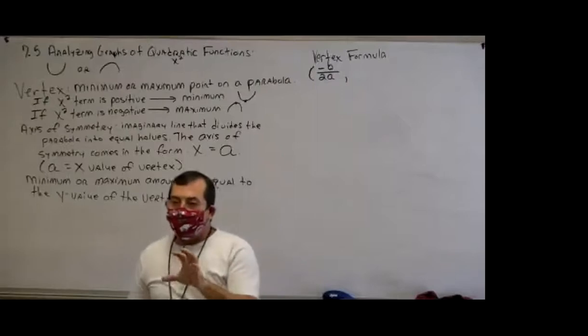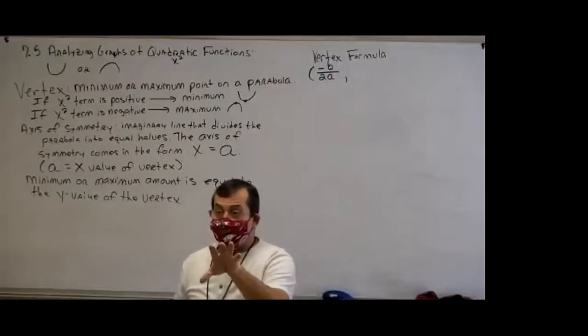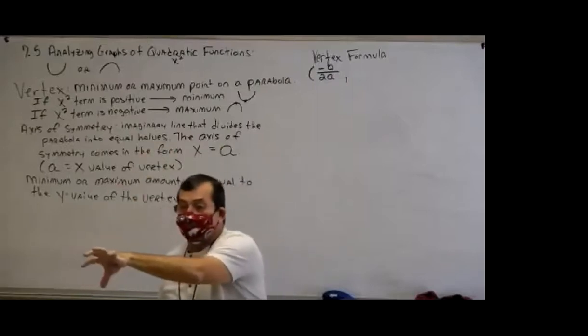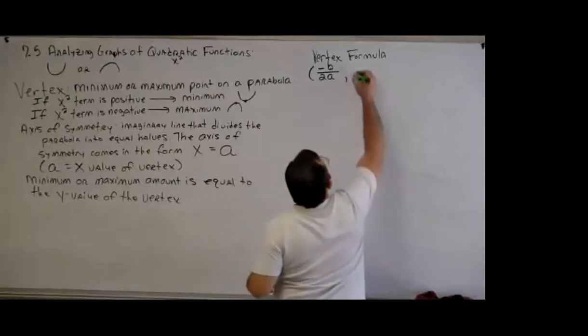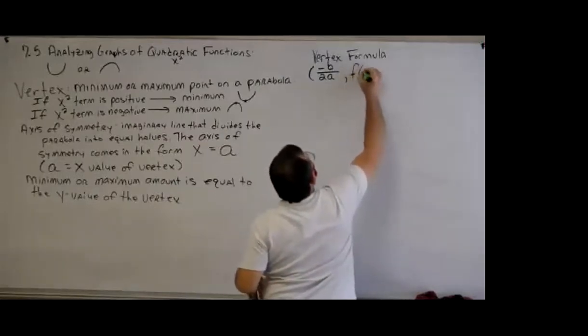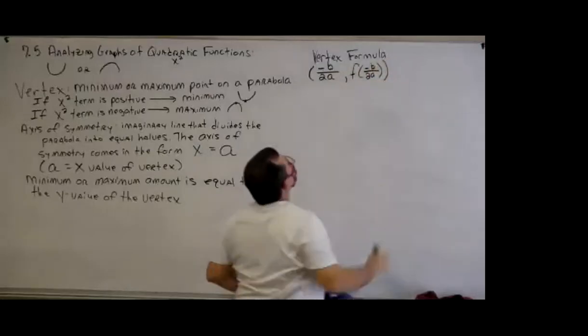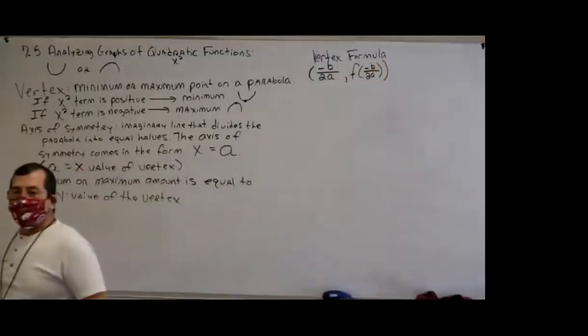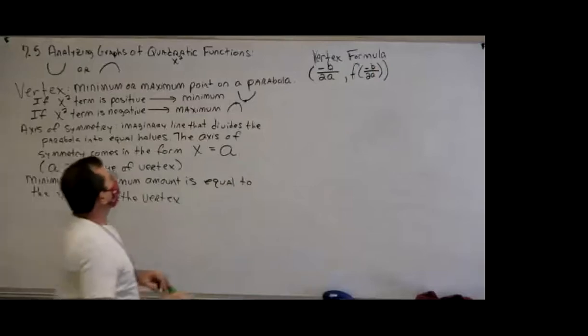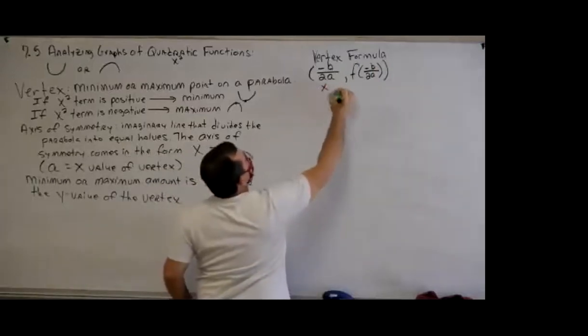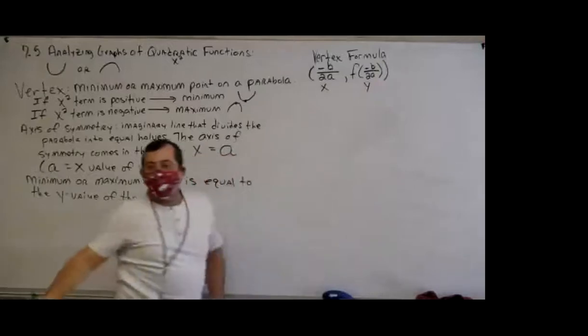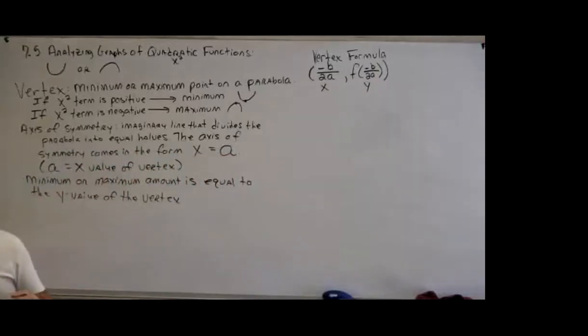To get my y value, I take that x value I just got and plug it back into that function, which means we're going to find f of negative b over 2a. So that'll give me my x point right here and my y value there. Once I've got that vertex, I can knock out the line of symmetry or the axis of symmetry and then the minimum or maximum values, okay?